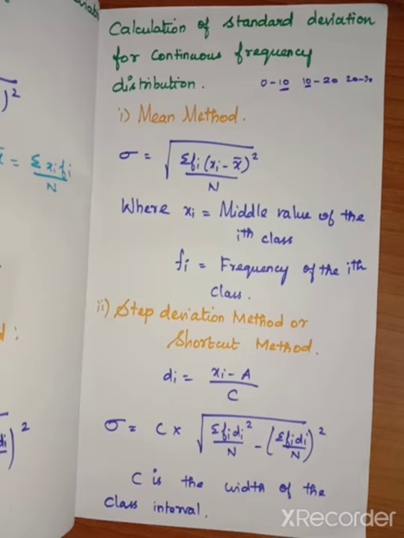So the standard deviation formula is sigma equals c into root of summation fi di squared divided by n minus summation fi di by n the whole squared.